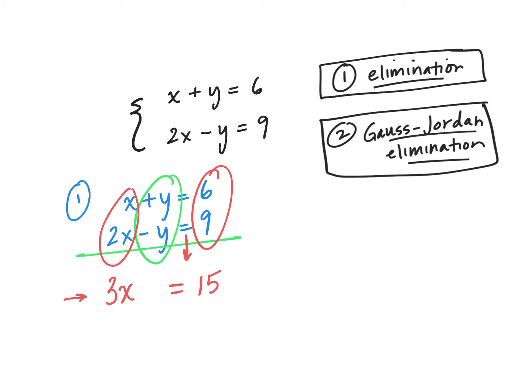So if we want to solve for that x, we'll just divide by 3 on both sides. That gets us x is equal to 5. So we also need to find a y, because for our system here we have two variables going on. So we could take our x and plug it back into either the first or second equation.